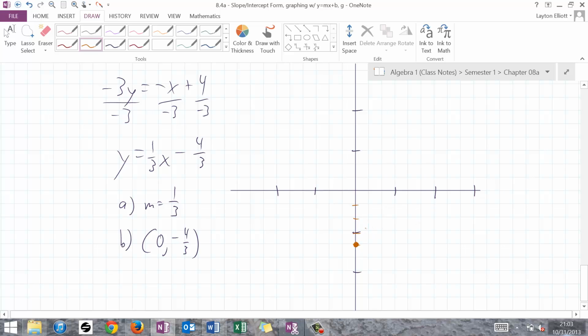And I'm going to label these tick marks. This is -1, 1, 2, -2, 1, -1, 2, -2. So I can see how it's been rescaled. So I have -4/3. And then I'm going to go up 1 over 3. Well, since we rescaled the same way, I could do the ratio exactly the same. This is the same as up 1 and over 3.